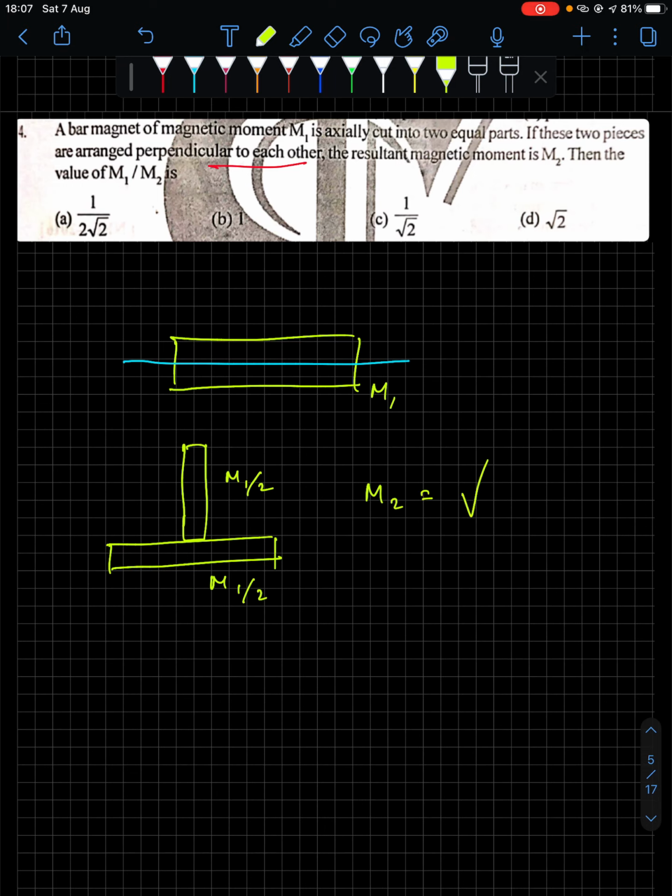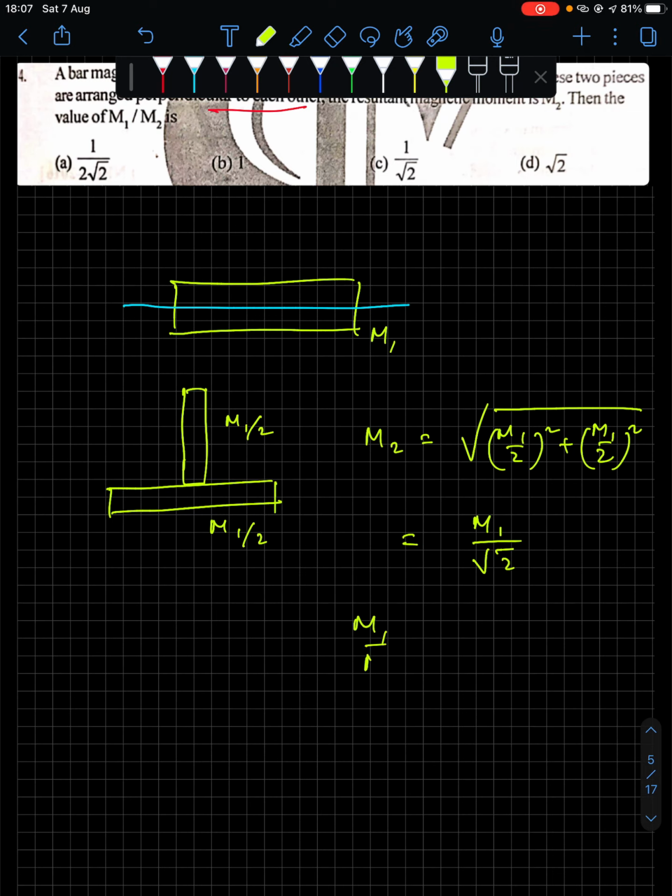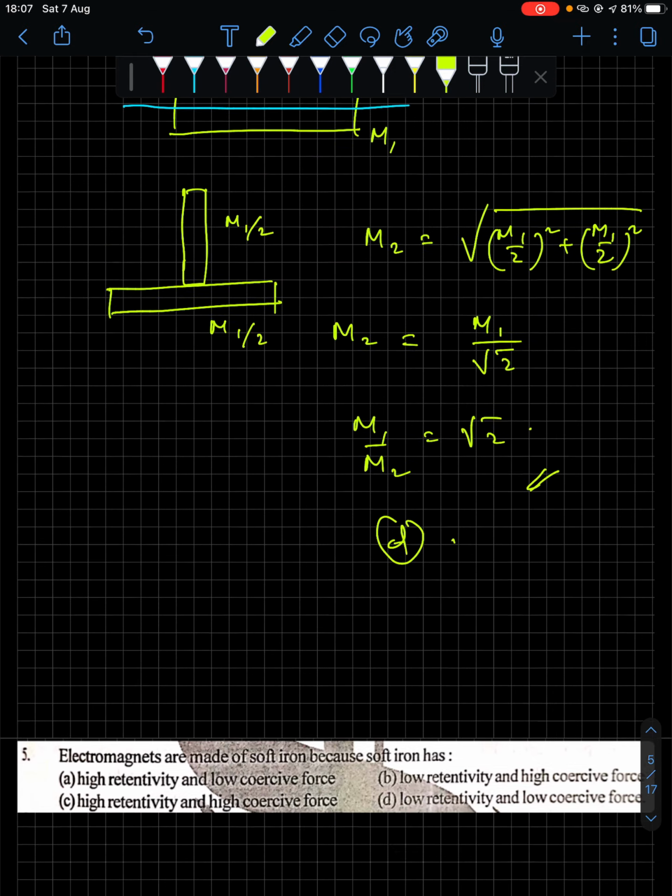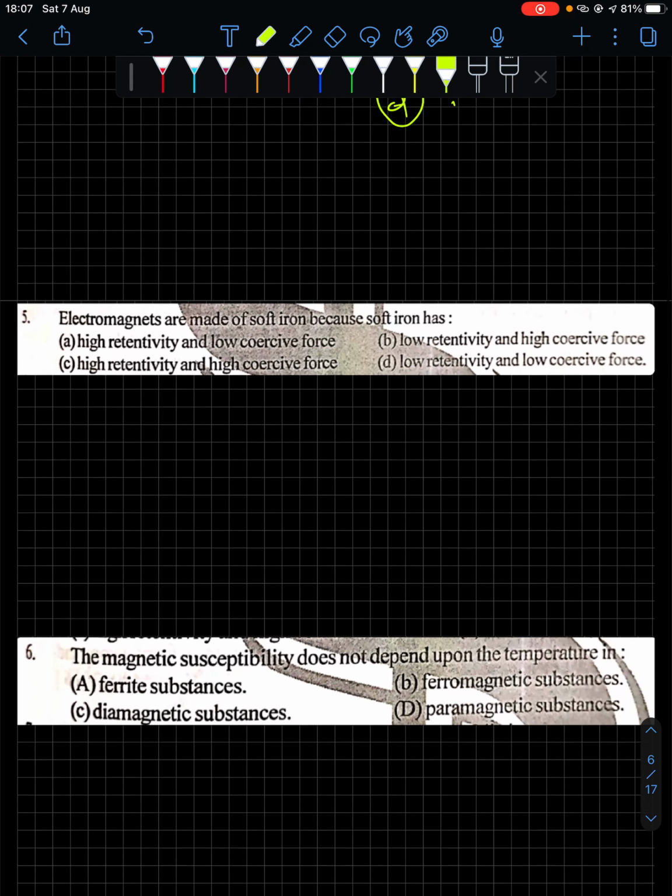Now when you arrange them at 90 degrees, the equivalent dipole moment will be the square root of (m1 by 2) whole square plus (m1 by 2) whole square. This will get you m1 by root over 2. So m1 by m2 is root over 2. That is your answer, option number D.